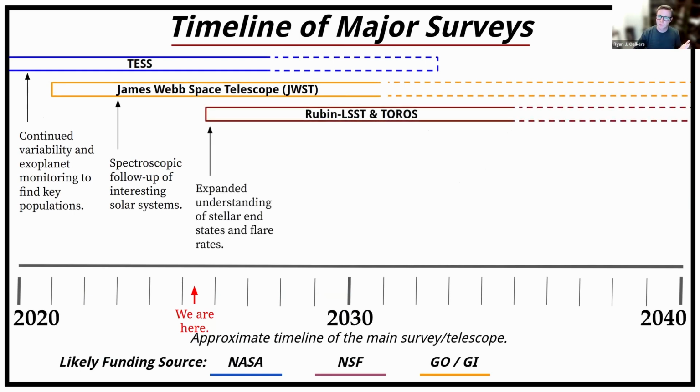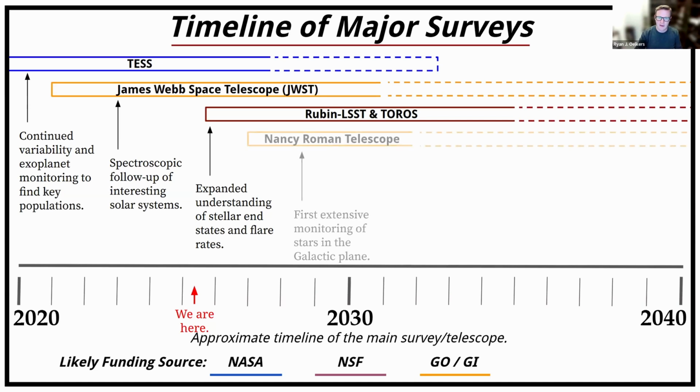Then there's a big survey called Rubin LSST, which is going to start at the end of this year. It's going to understand how stars explode and how the sky is dynamic with time. So that'll tell us just how stars can change with time, which is a lot of fun. And then as we look towards the future, there's things like Nancy Grace Roman, which will look at a lot of the stars in the galactic plane we haven't seen before.